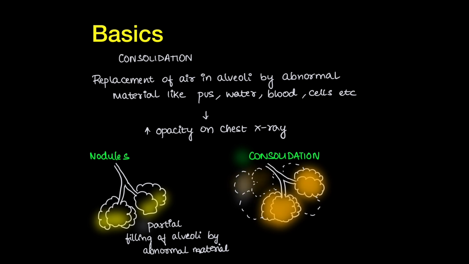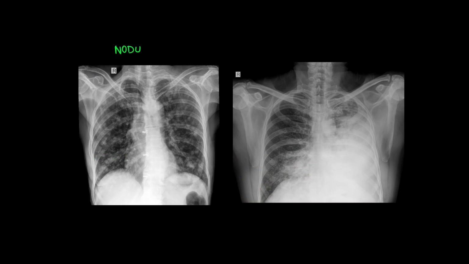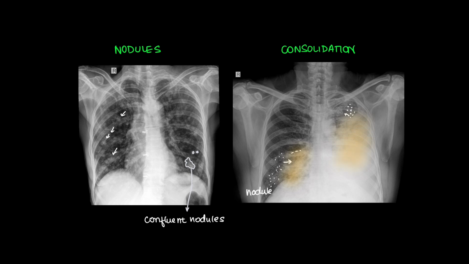So in a background of completely abnormal material filled alveoli, there will be air bronchogram seen. We'll see that shortly. This is how nodules and consolidation appear on chest X-ray. Here you can see multiple variable sized nodules. Some are confluent, some are discrete. But here you can see these fluffy airspace opacities, or it can be complete homogeneous opacities. Nodules coalesce to become consolidation in later stages in many of the cases.